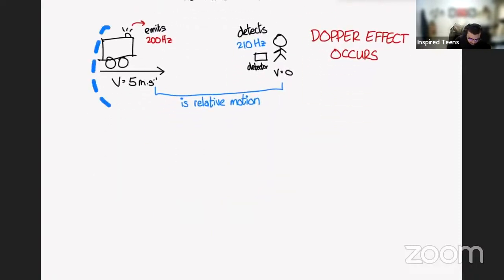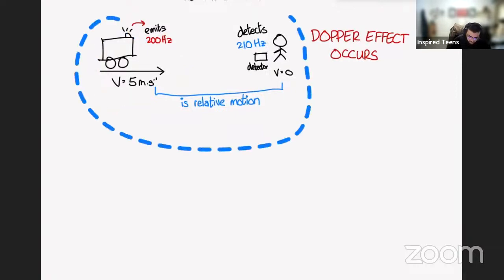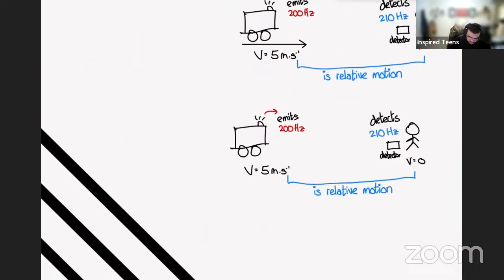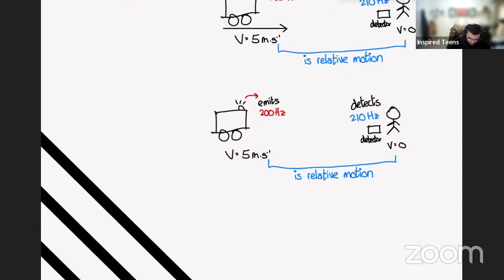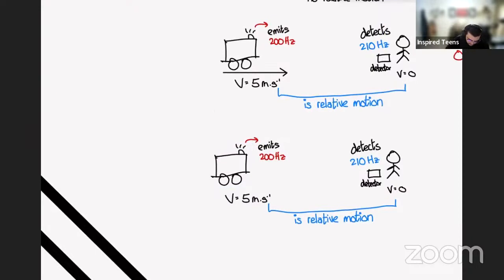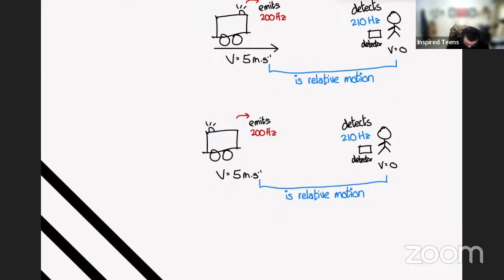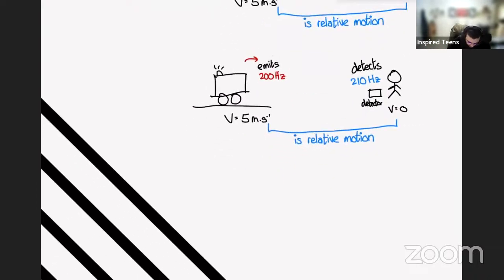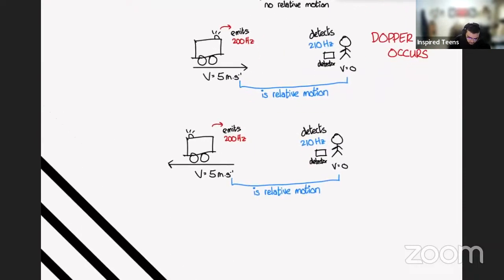Let's look at the same example. But in this case, let's just say that the ambulance, I don't think I'll be able to flip it. Let's just do this. Okay, let's just say now the ambulance is moving in which direction? The ambulance is moving away from the listener. Okay, so this holds true still. There is relative motion between these two objects.